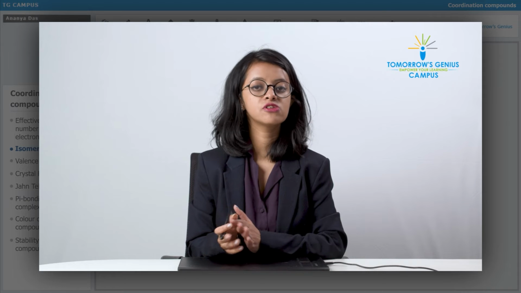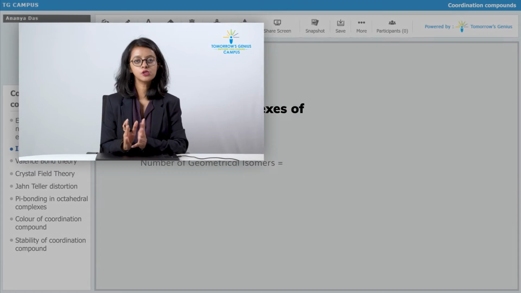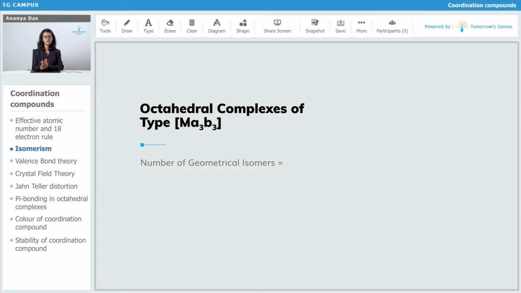Next we have the calculation of the number of geometrical isomers, which is equal to the number of possible pairs, and there were only two possible pairs for MA3B3, the FAC isomer and the MER isomer. So there are two geometrical isomers: one of them is the facial isomer, the other one is the meridional isomer.